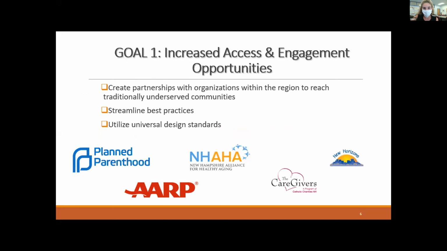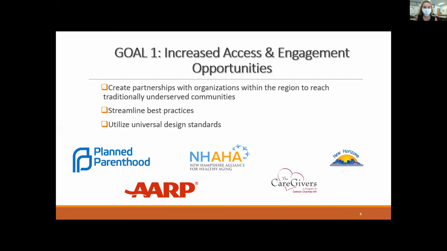So our first goal is to increase access and engagement opportunities. In order to do this, we have to engage with different local agencies to reach certain populations that are either traditionally underserved or populations that we just haven't been able to reach. Some of the organizations that we currently share partnerships with and that we are hoping to strengthen partnerships with are below, such as New Hampshire Alliance for Healthy Aging, AARP, caregivers, and Planned Parenthood.